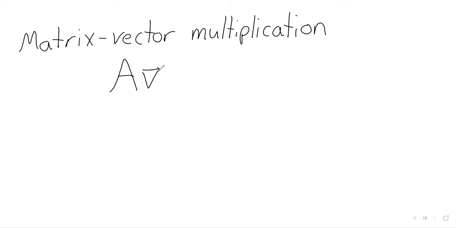In printed stuff, vectors are usually bolded, but that's pretty inconvenient when writing on a whiteboard. So we're going to learn to multiply matrices by vectors in that order. Order matters here. The vector has to be to the right of the matrix. Furthermore, we have a dimensional requirement. If A is an M by N matrix, so M rows and N columns, then to do this multiplication, the vector has to have n rows. So these inner dimensions have to be the same. Otherwise, the multiplication isn't defined.